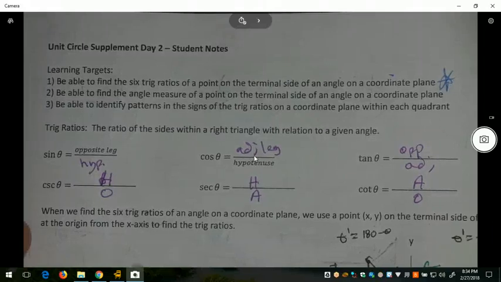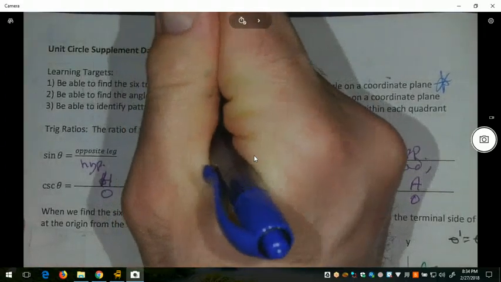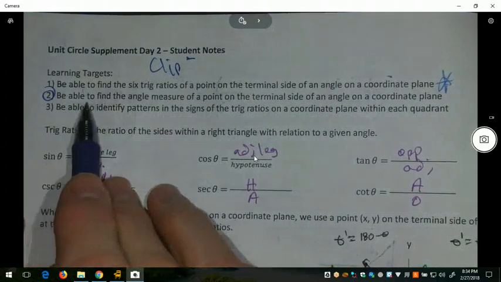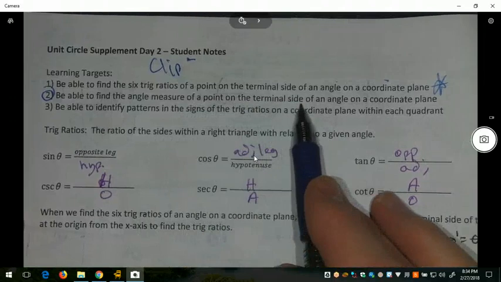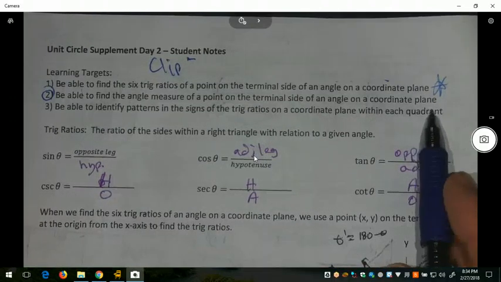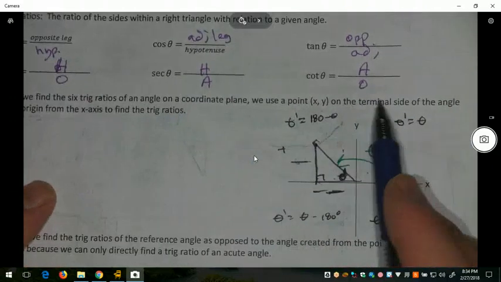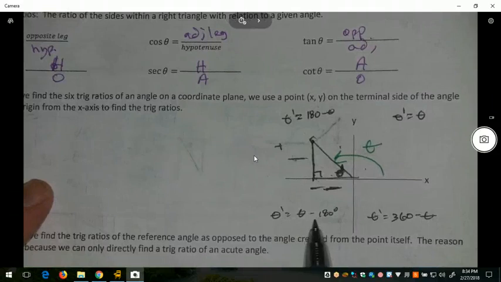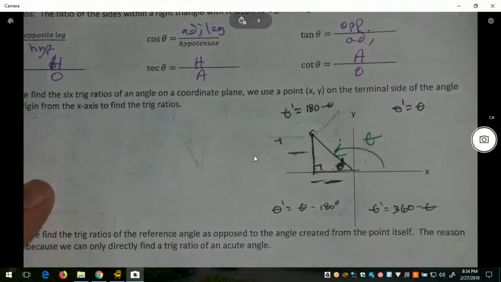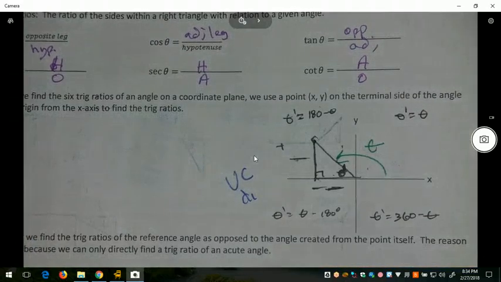This is lesson unit circle supplement day 2, clip 2. In clip 2, we are looking at being able to find the angle measure of a point on the terminal side of an angle on the coordinate plane. To do this, we're going to use how we solve for angles in lesson 8.3 and what we know about reference angles and how they're related to the actual angle from what we learned in unit circle day 1.